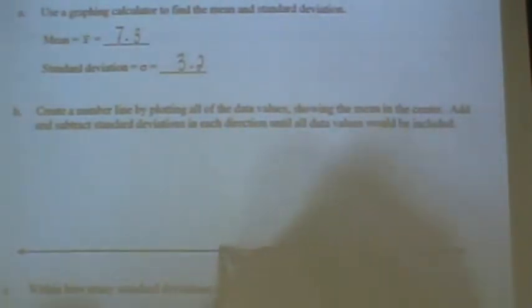Now, for part B, it wants us to create a number line by plotting all of the data values. So all of those data values that we just put in our table to find the mean and the standard deviation, we need to plot all of those. And we need to show the mean in the center of our number line. And then we're going to add and subtract standard deviations in each direction until all of our data values are included within a certain number of standard deviations. So the first thing that we're going to want to do is plot our mean, and it wants it in the middle of our number line.